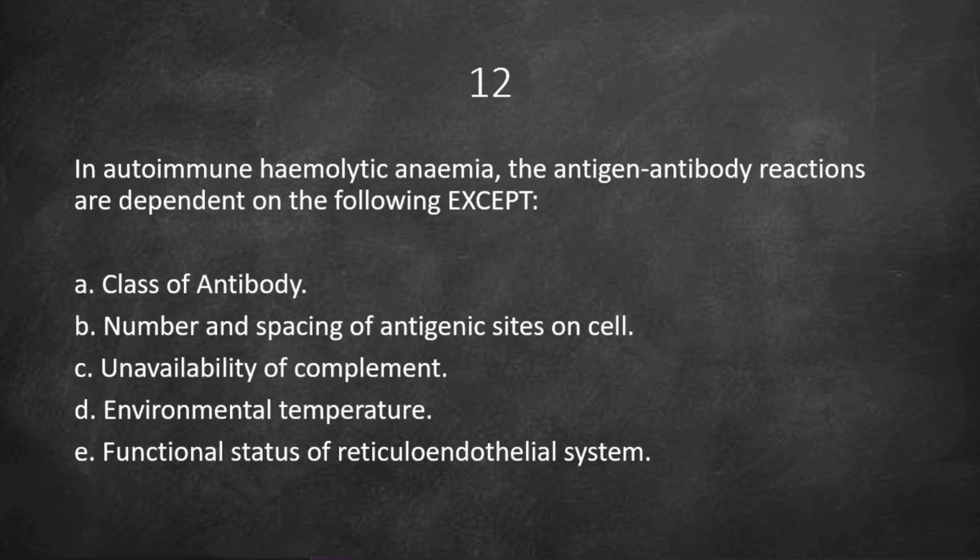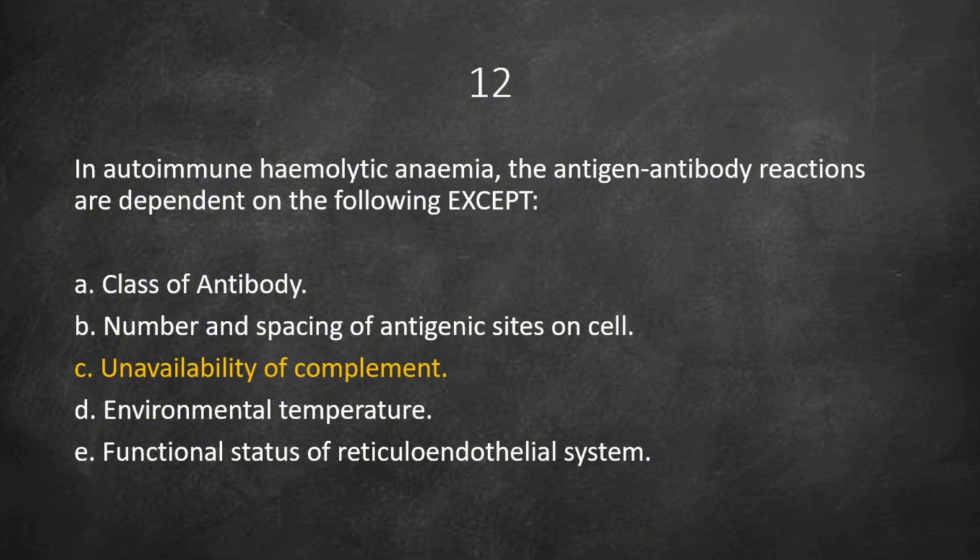Okay, question 12. In autoimmune hemolytic anemia, the antigen antibody reaction is dependent on the following, except A, class of antibody, B, number and spacing of antigenic sites on cell, C, unavailability of complement, D, environmental temperature, and then E, functional status of reticuloendothelial system. The correct answer here is C, unavailability of complement. Okay, so that's our correct answer here.